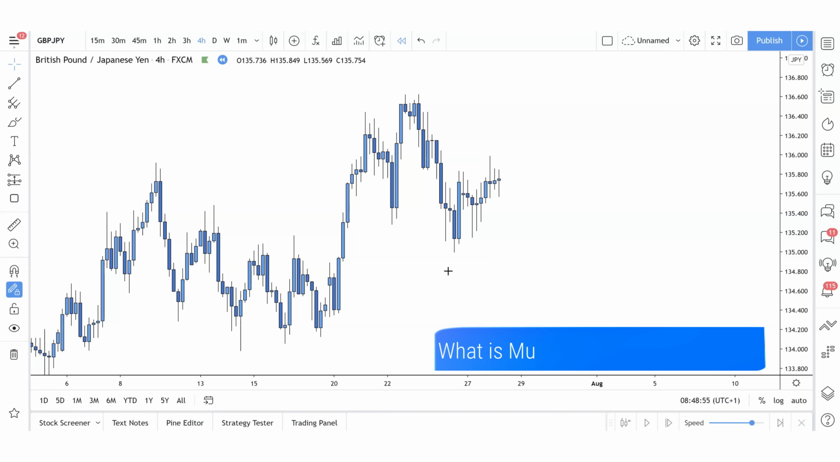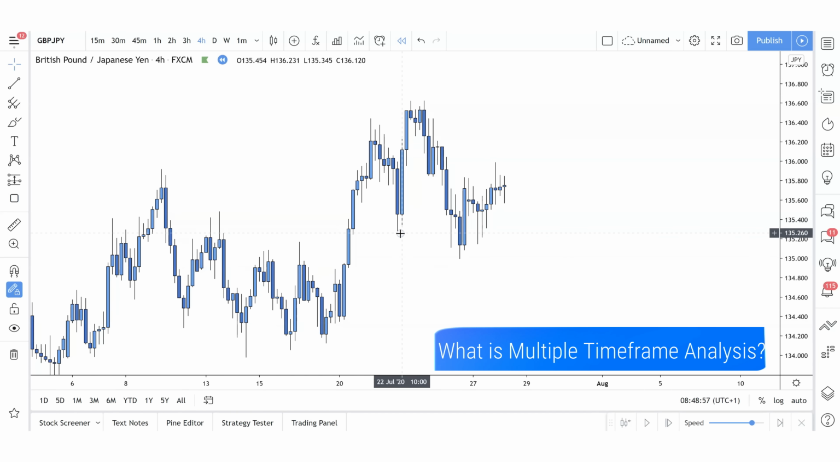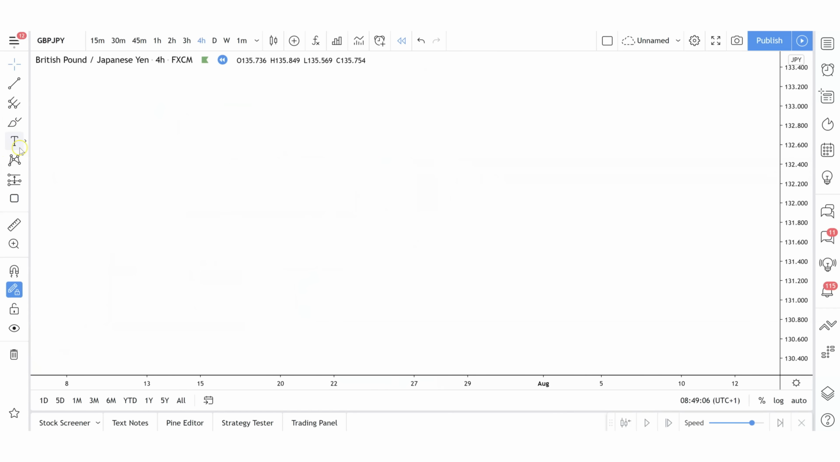Okay, so what is multiple time frame analysis? Well, it's just simply the process of going through a higher time frame and then scaling down to the lower time frames to look for an entry. So what's the point in this? Well, I've mentioned it before.